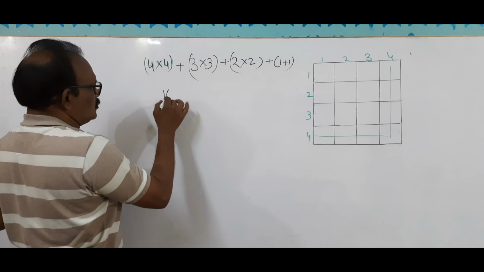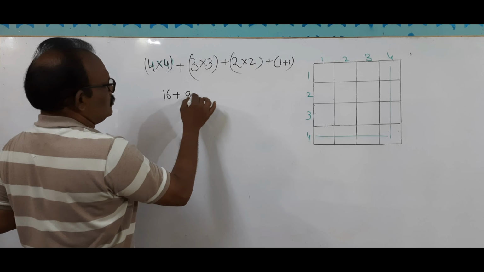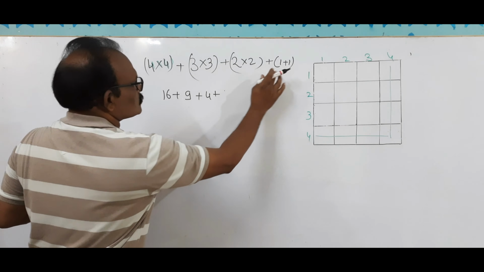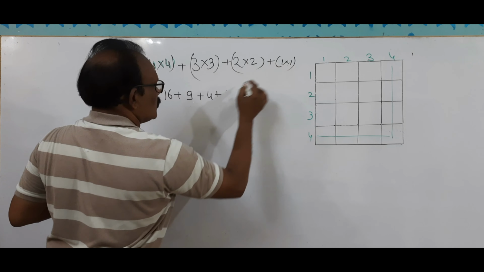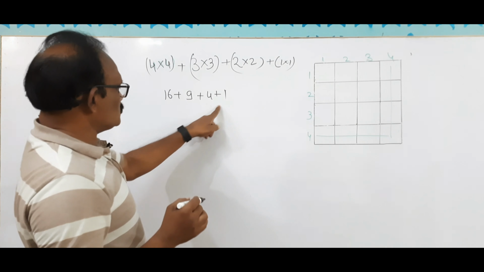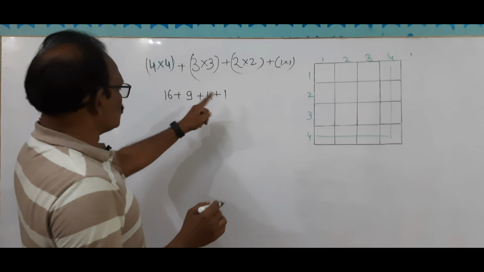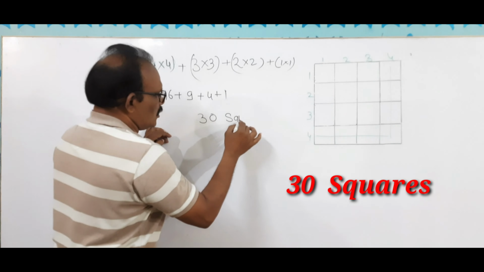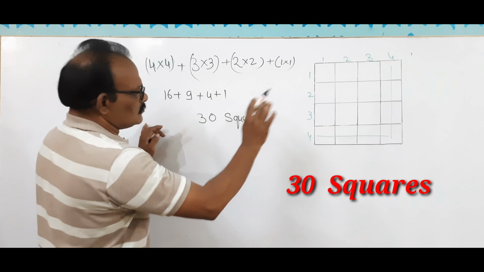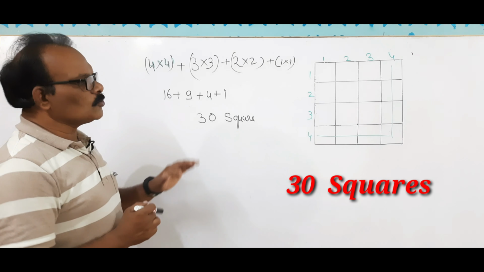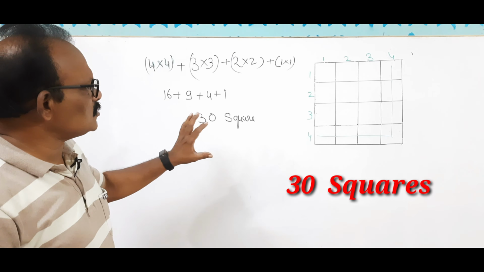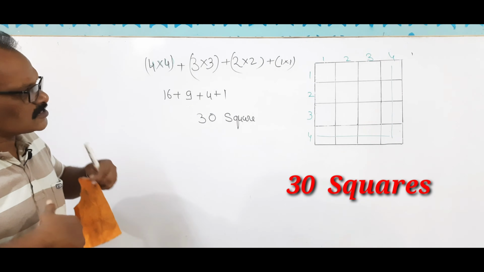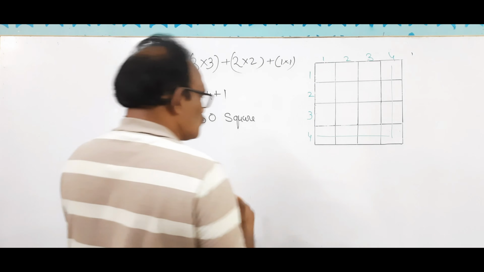4 4s are 16, 3 3s are 9, 2 2s are 4, plus 1 into 1 is 1. So 9 plus 1 is 10, 16 plus 4 is 20, 20 plus 10 is equal to 30. So 30 squares are there. If we count it, you will get exactly this, no more confusion. There is a simple logic. This is the way you can find it out. Now we will go some more deeper.